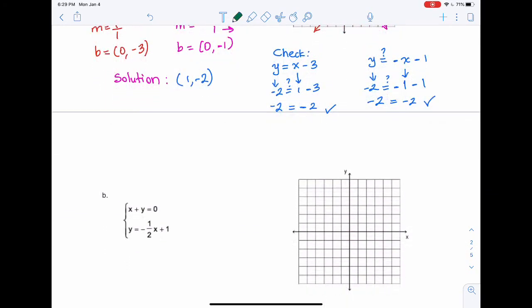Now let's try another system. Our first equation is x plus y equals 0. I'm going to write this equation in slope-intercept form to find our slope and y-intercept easily. Just to recall, slope-intercept form is y equals mx plus b. In order to write y equals mx plus b, I have to subtract x from both sides, so y can be isolated.